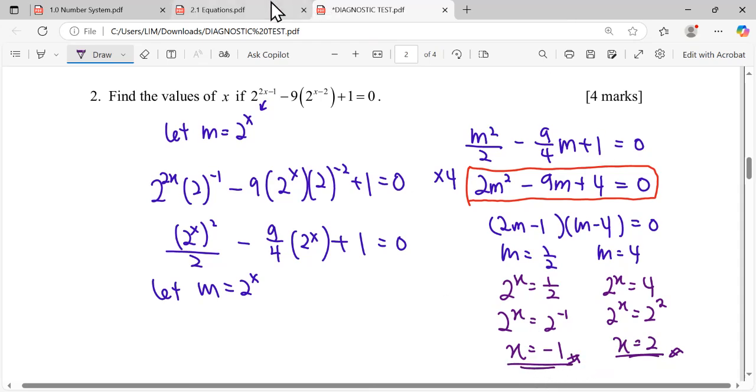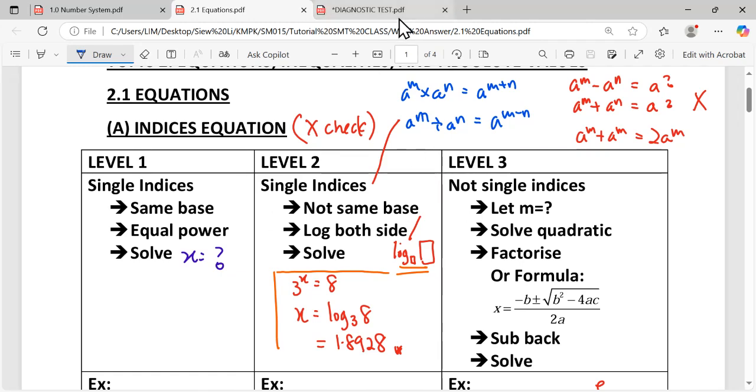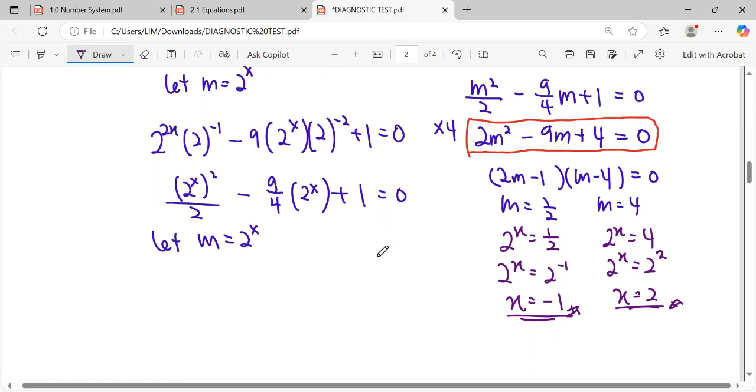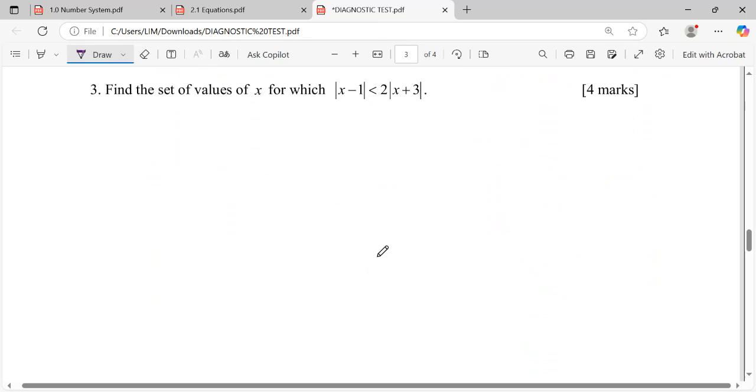So for indices questions, we do not need to check the answer. Every number for x, when you put it in the power here, is acceptable. You put in a negative power, a positive power, or 0, the indices can work, no problem. So when we are doing indices, we do not need to waste time checking the answer. There is no such thing as checking answers in indices equations. So bear in mind, don't waste your time there. Then I move to question 3.